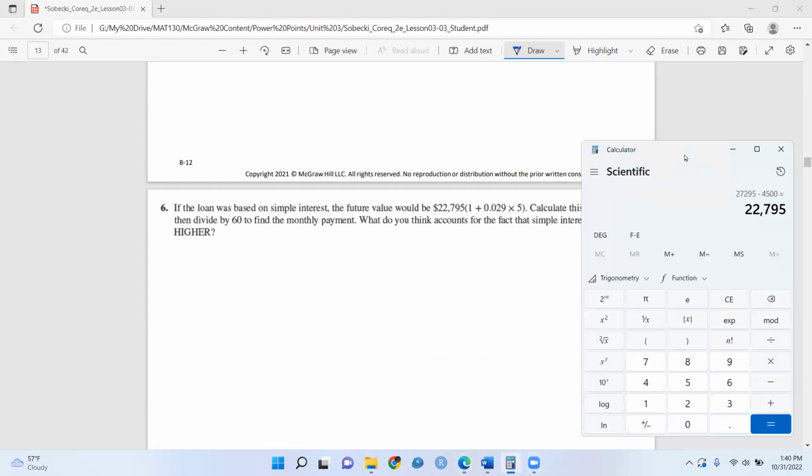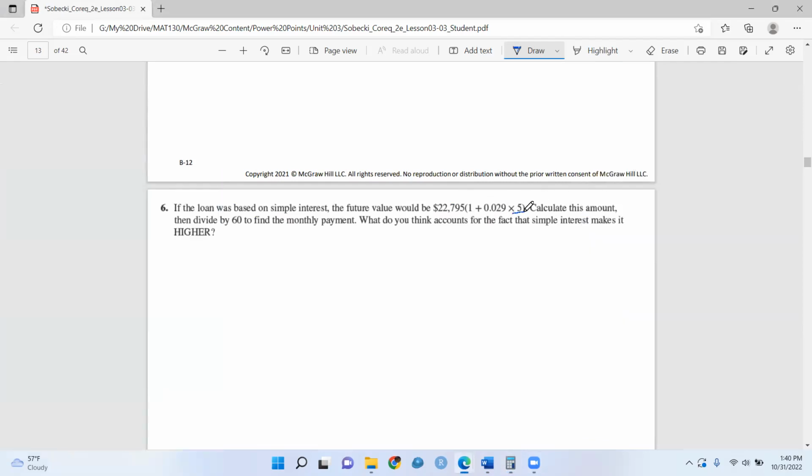So we can do a quick calculation of that. It's just this 22,000 times 1 plus this times 5. This is the years, so this is a T. What our author is doing is saying, here's the total cost. The future value would be P times 1 plus RT. That's that simple interest formula. That's where this comes from.